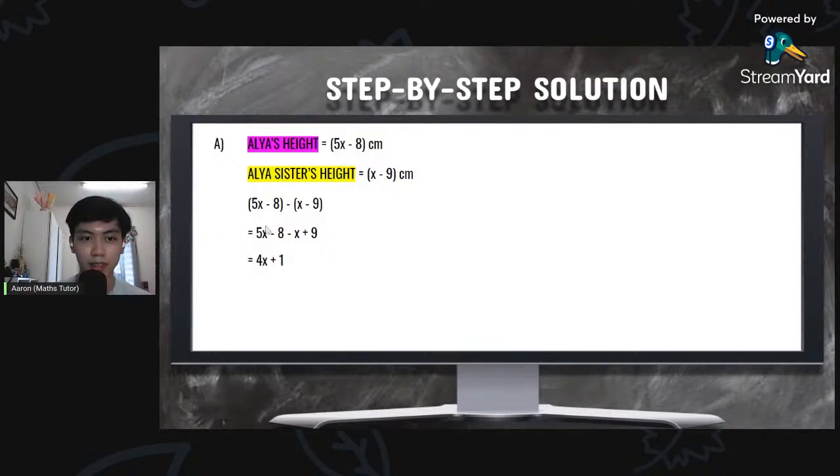And then what we do, the same terms, 5x, we can minus with x. So we get 4x, minus 8 plus 9, kita dapat 1. So this is how we solve for this question. All right, so we get in terms of x, 4x plus 1 is the answer.